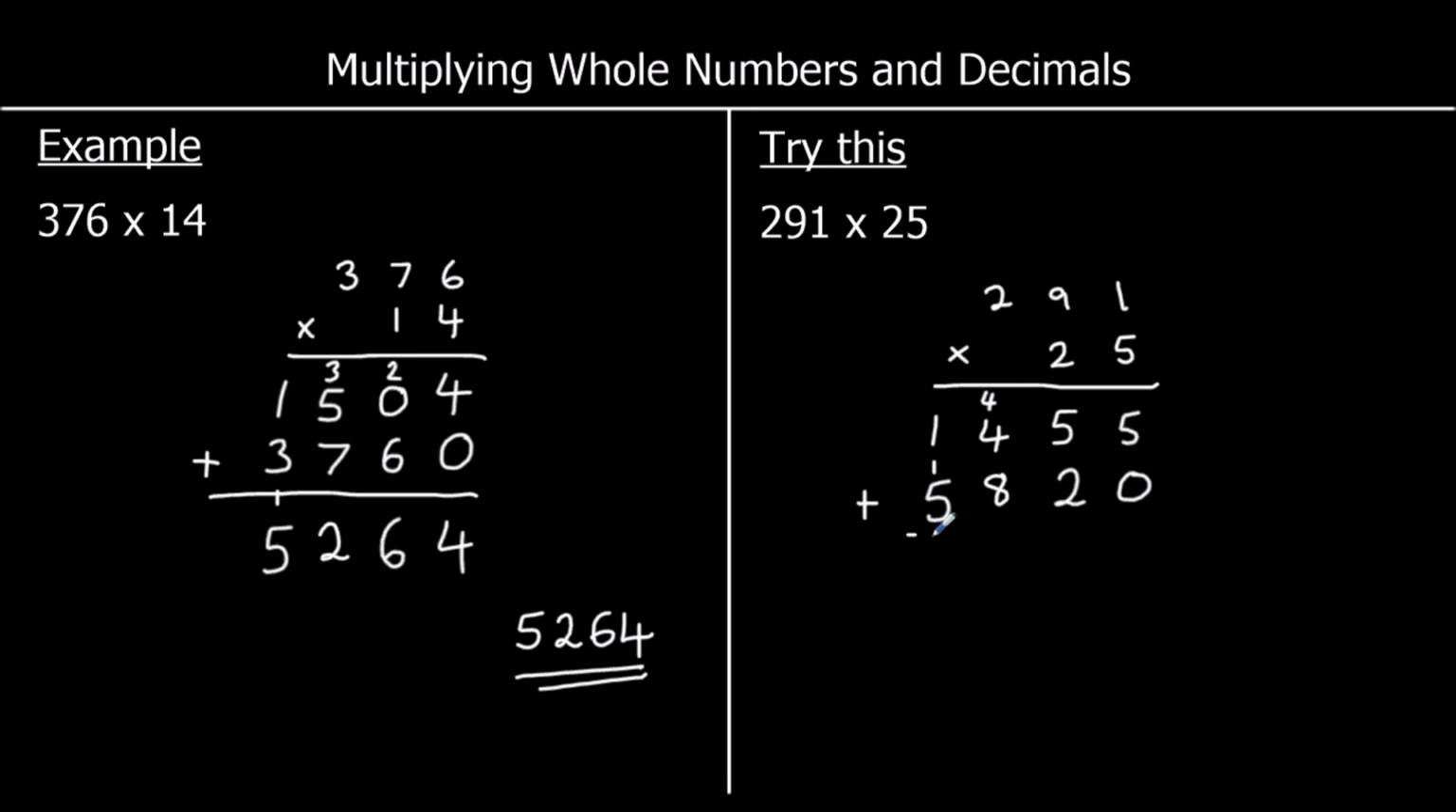I'm going to add them together. So starting with the smallest column, the ones, 5 plus nothing is 5. The tens, 5 plus 2 is 7. The hundreds, 4 plus 8 is 12. So I'm going to carry over the 1. And the thousands, I've got 1 plus 5 plus 1, which is 7. So I've got 7,275.